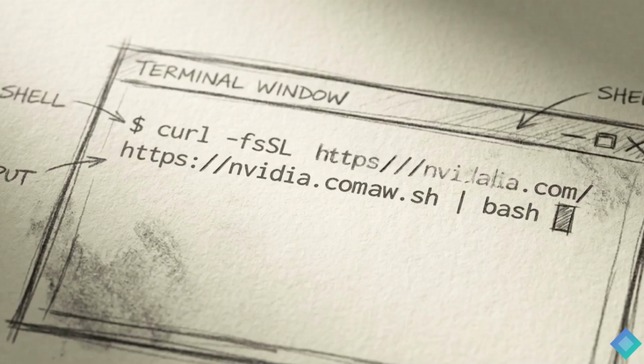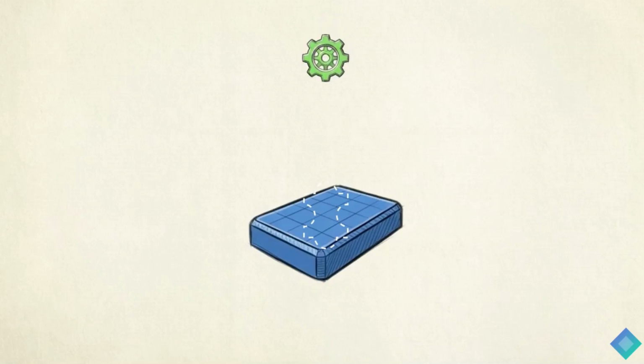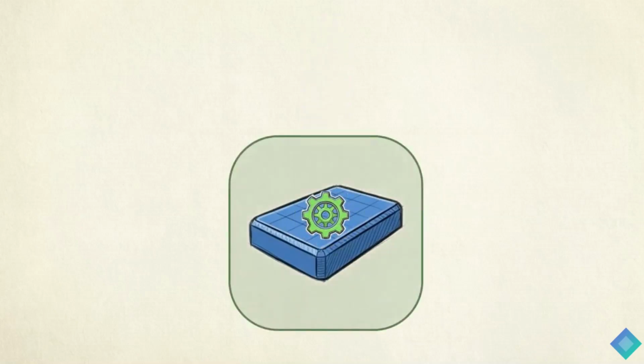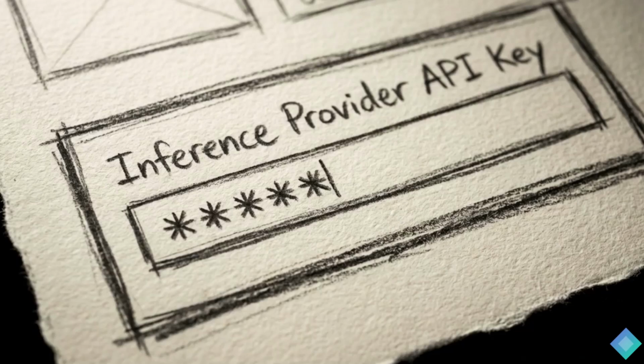Open your host terminal and execute the NemoClaw installation script using curl. If your system is missing Node.js, a cross-platform JavaScript runtime environment, the script detects this and automatically installs it. Next, the script launches an interactive onboard wizard. When the wizard prompts you to configure your inference provider, paste the API key you generated earlier.